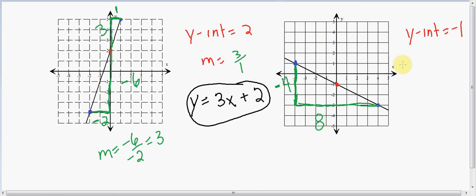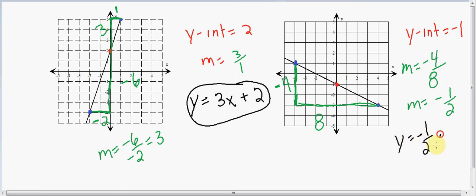And so when I get my slope, I have -4 over 8. And I'm running out of room, so I'm going to put it down here. It's -1/2. So the equation of my line is y equals -1/2 x minus 1.